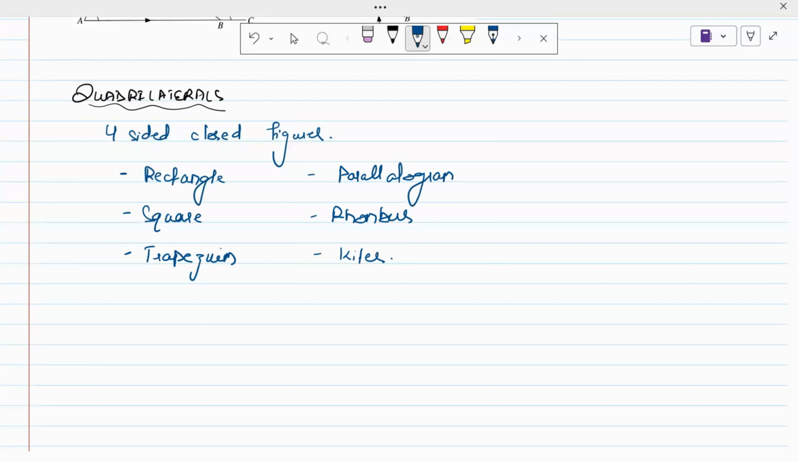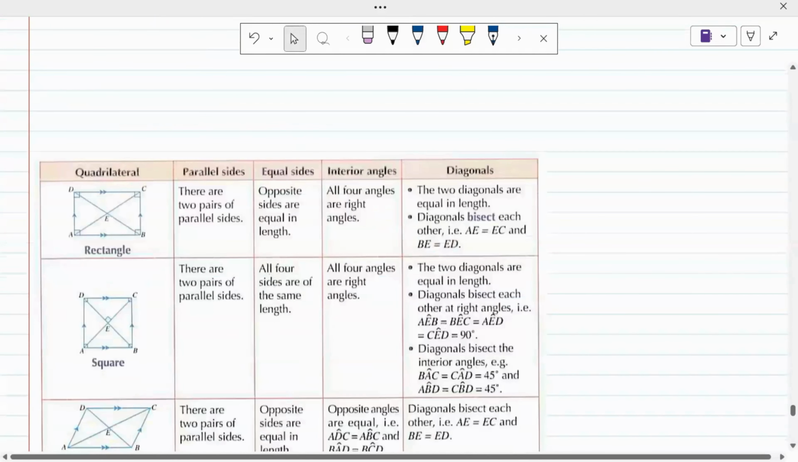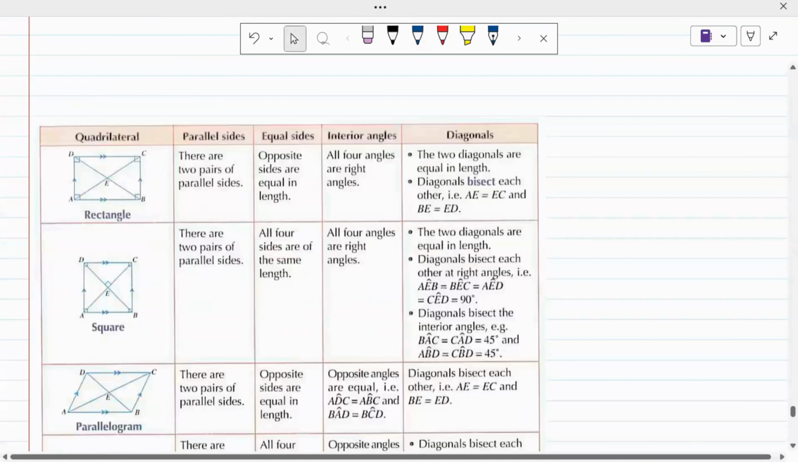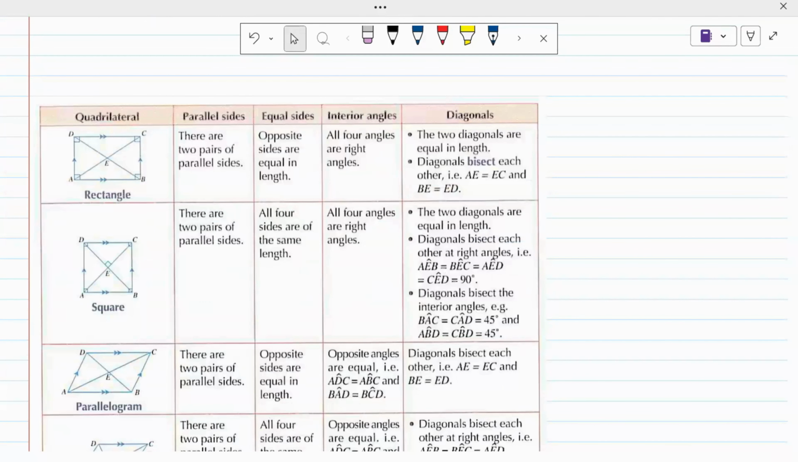So these are six different quadrilaterals in our syllabus, and all these six different quadrilaterals have certain important properties to be remembered. Because if you don't know the special properties of these six shapes, you might not be able to solve the question whenever these shapes come into play. We have all these properties listed down for all these shapes. Let's start with the rectangle first.